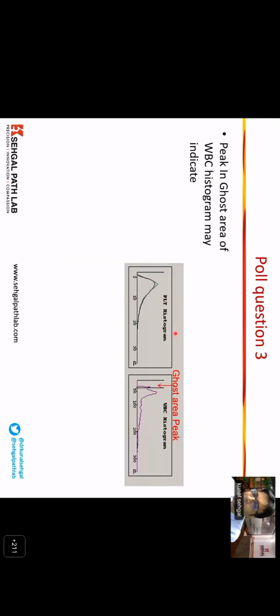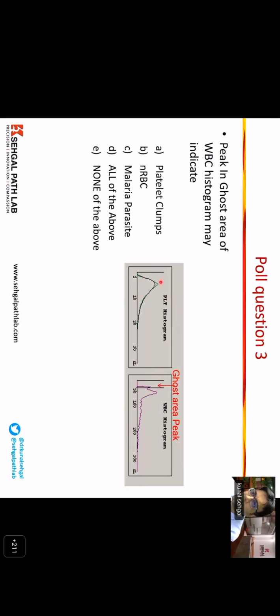Now we have jumped from identifying a platelet histogram to identifying an abnormality in the WBC. So you tell me the causes and then we will discuss. So the answer to this is? All of the above. Excellent. Now my main question to you, this is an easy question. It was very obvious the answer is all of the above. But why, in this case, was it platelet clumps? It was actually there on the smear. But why are the platelet clumps coming into the WBC area?